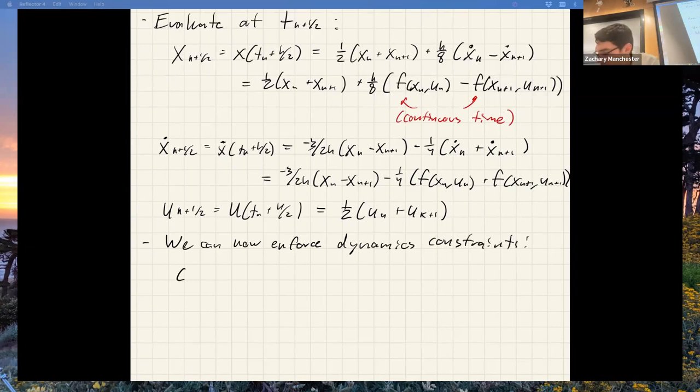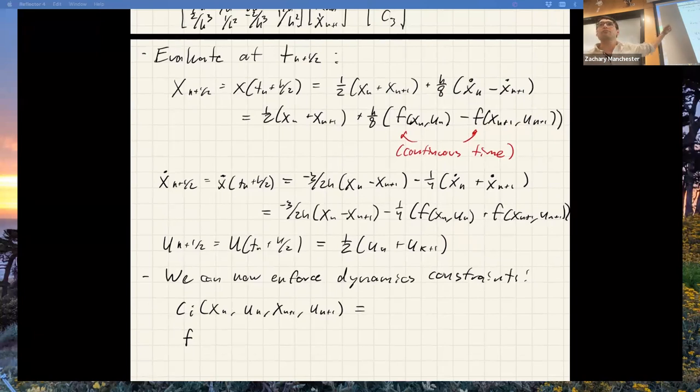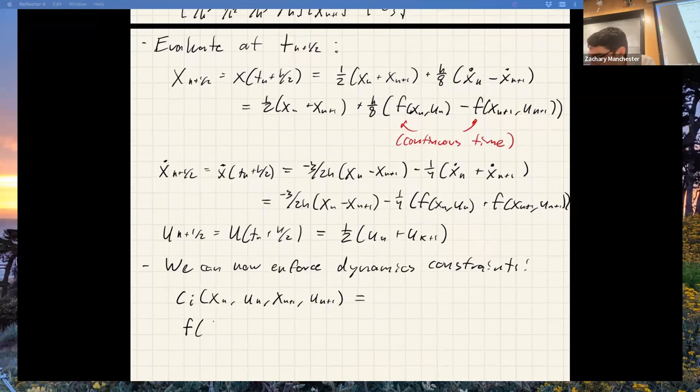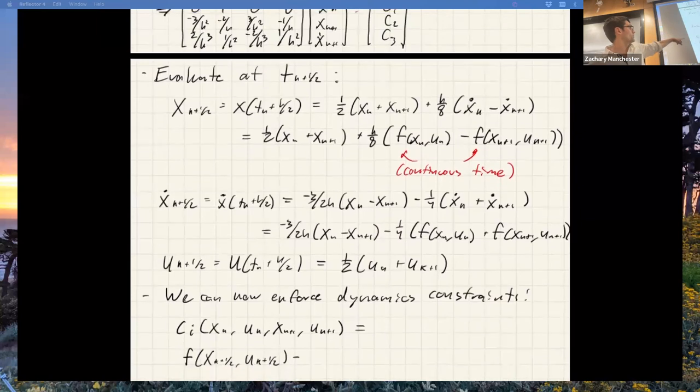Okay, so here's our dynamics constraint, the ith equality constraint c_i, which is a function of x_k, u_k, x_{k+1}, u_{k+1}. What I'm going to do is take this stuff evaluated at time k plus a half, and set it equal to f. Specifically, x dot at k plus a half has to equal f of x at k plus a half. So I plug in this x_{k+1/2} and this u_{k+1/2}, and then I set it equal to the x dot in the middle there. So when I write that all out, it looks like this.